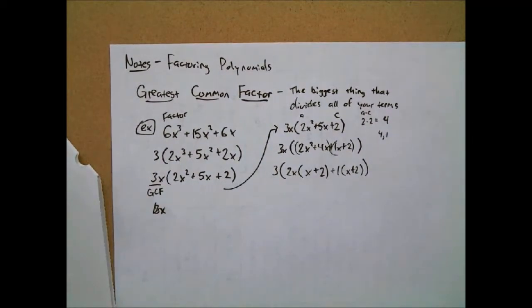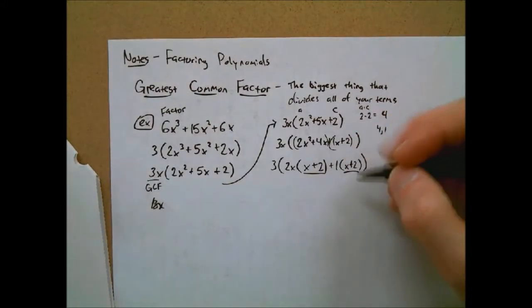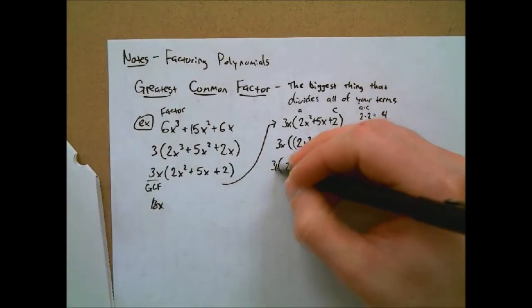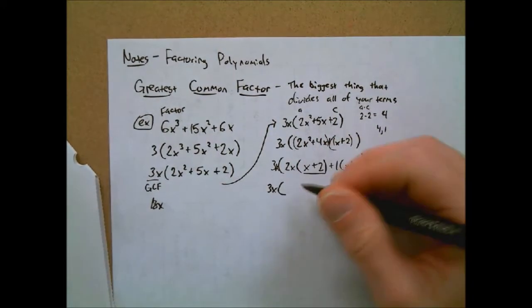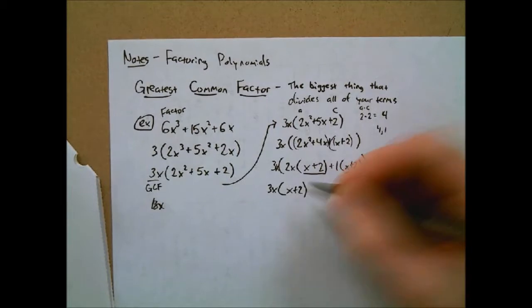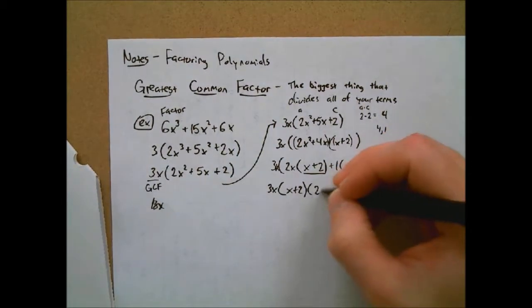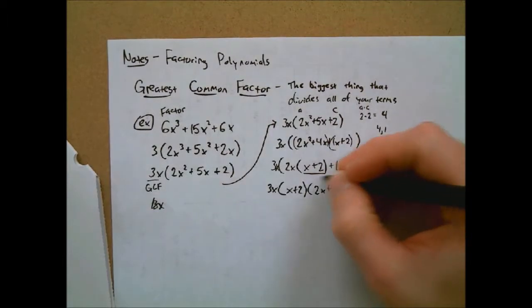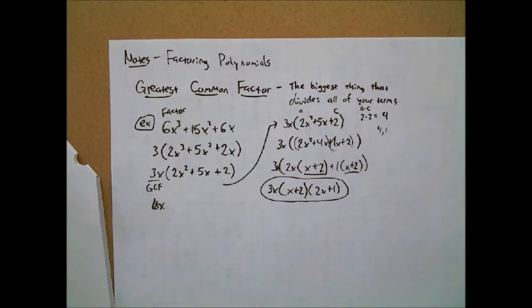And then they both have that x plus 2. Oops, I forgot my x here. Sorry, 3x there. So we'll have 3x, then I'll pull out the x plus 2. If I take out the x plus 2's, what's going to be left over here? 2x plus 1. And there it is, in fully factored form. Okay, there it is, fully factored.